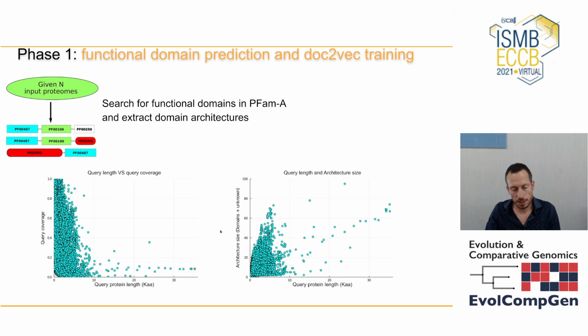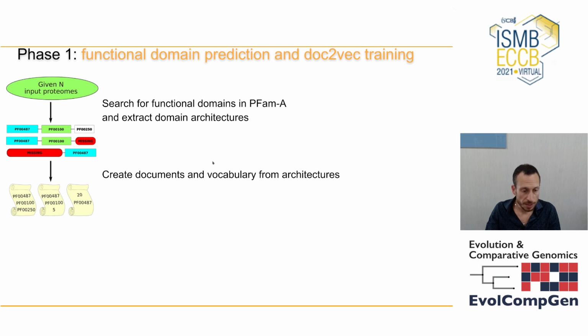Then when we look at these architectures, on the X axis we have the length of the proteins. And when we increase the length of the proteins, as you would expect, the query coverage goes down. And when we look at the architecture size, as it gets longer and longer, the architecture gets more and more complicated, with more different domains and a very high number of, let's say, words, right, which are actually functional domains. Again, forget about functional domains, think about words.